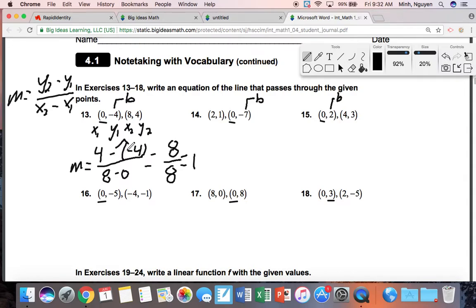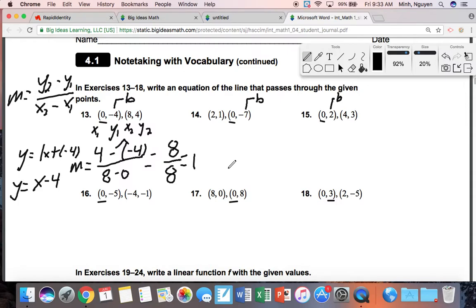So you have 4 minus -4 is positive 8. 8 divided by 8 is 1. So we got this right here. That's our m. So now we can say y equals mx, or 1x, plus b plus -4, which is x minus 4.